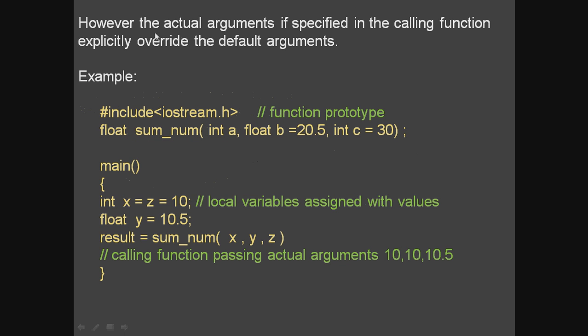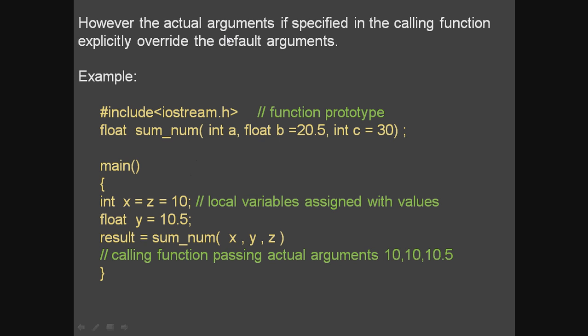Now, however, the actual arguments, if specified in the calling function, explicitly override the default argument. The default argument may be specified in the function prototype, but it is not necessary that the program will use these default values. No, it depends on the calling function.